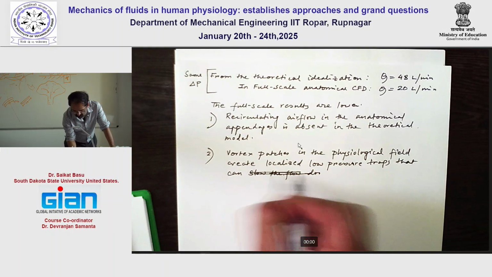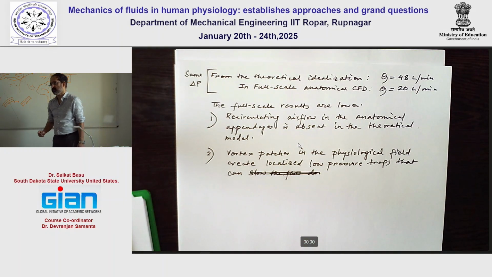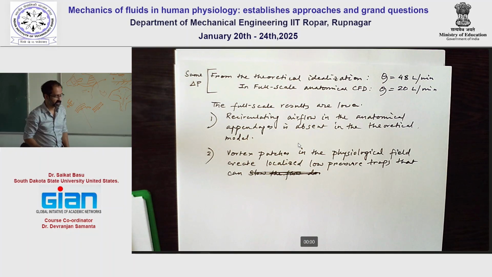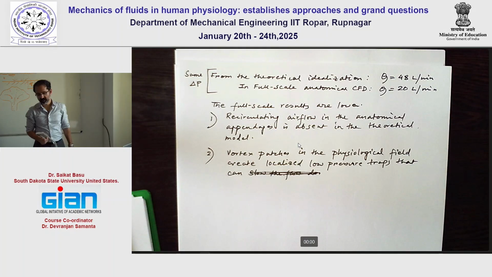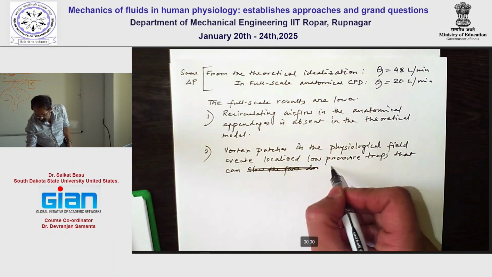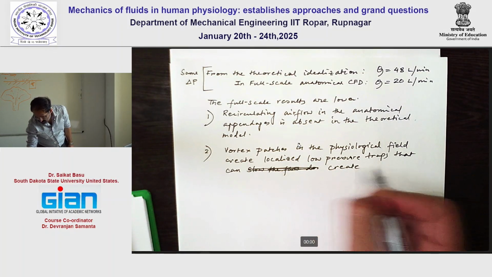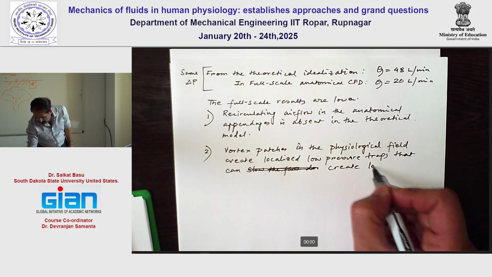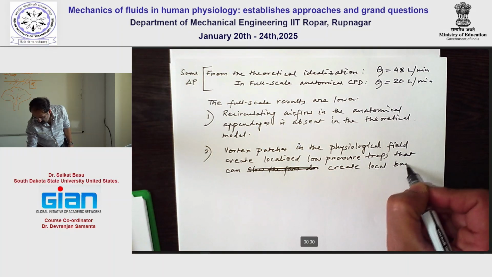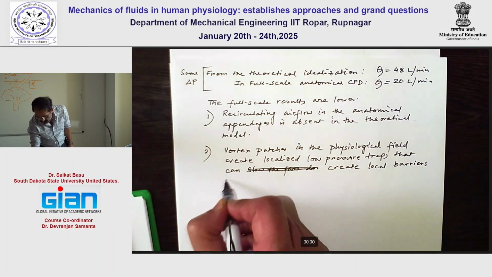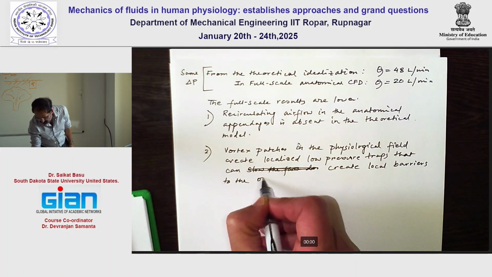Or the Bernoulli's principle lovers might have issues with that particular statement. If pressure is low, then velocity is very high. That's what they understand, right? So let's not use that. So the low pressure traps that can create local barriers to the overall flux.